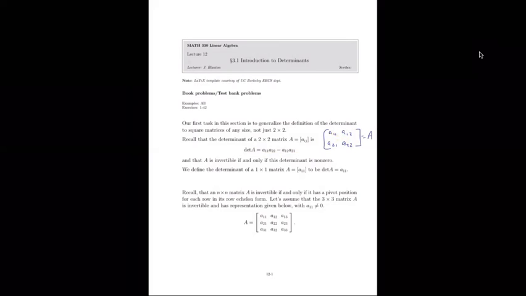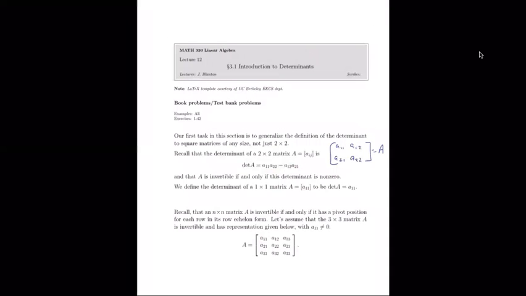It turns out, and we'll see this later on, perhaps not this section, that if a determinant for an n-by-n matrix is non-zero, then A will be an invertible matrix. And it won't be invertible if the determinant is zero, but we'll see that result later on. We'll at least get a hint at it, but we won't formalize it as a theorem until later. But A is invertible if and only if it has a pivot position for each row in its echelon form. So that kind of motivates what we're going to do.